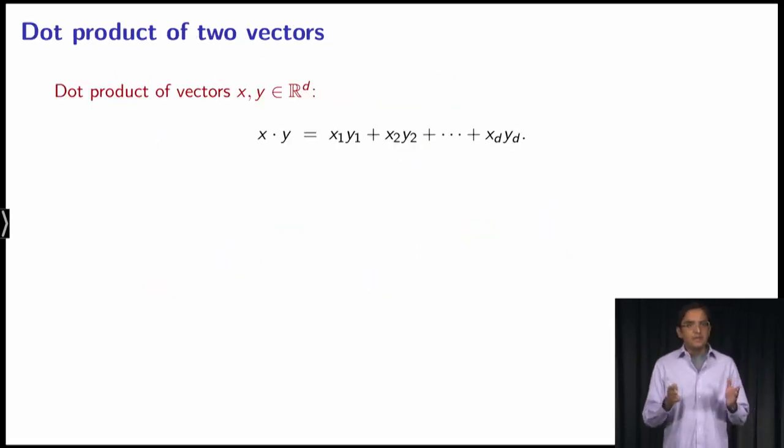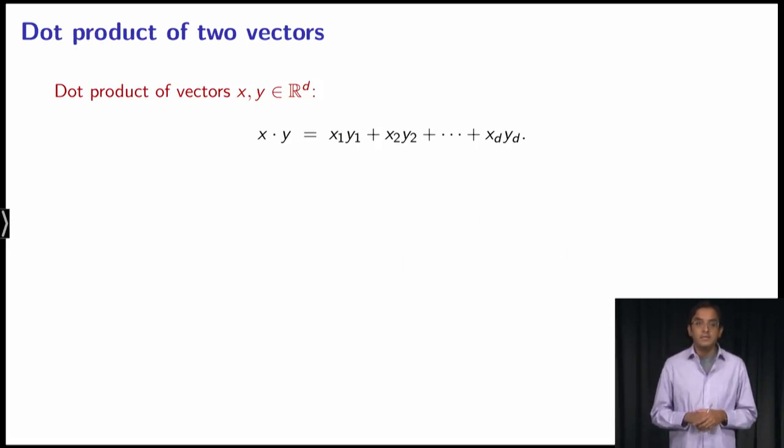So let's say we have two vectors, x and y, in d dimensions. Okay, so they each have d coordinates. What is the dot product between them? We'll denote it as x dot y. And to get the dot product, you just multiply the corresponding entries. So the first two numbers, x1 and y1, the second two numbers, x2 and y2, and so on, all the way to xd times yd, and you add all of these up. Okay, so that's the dot product.